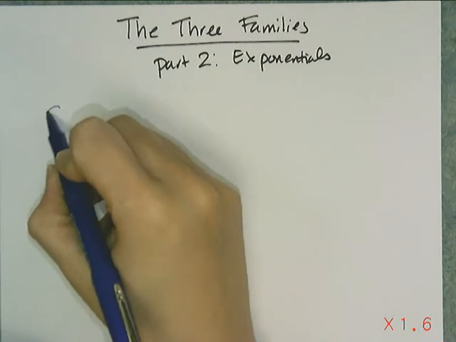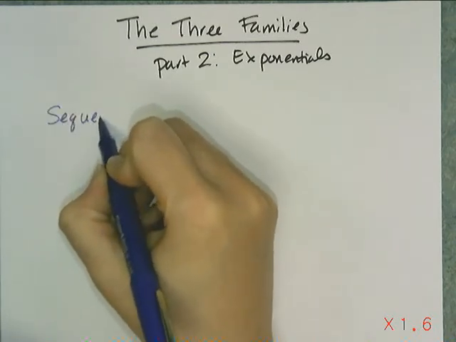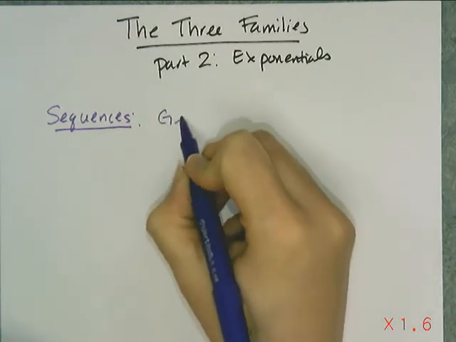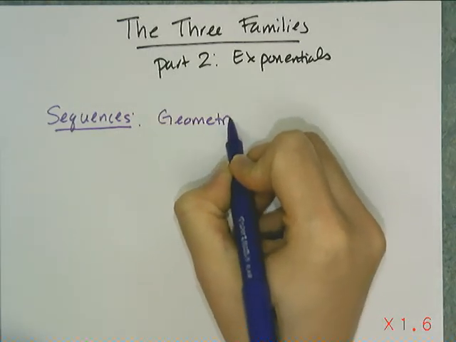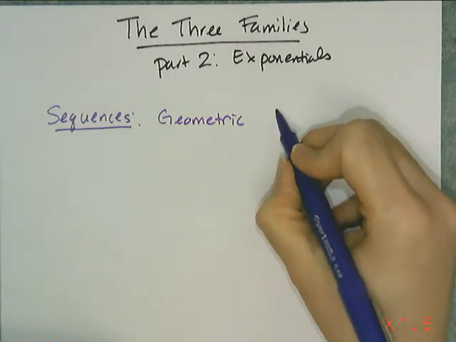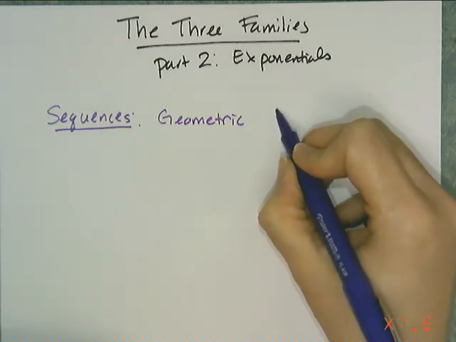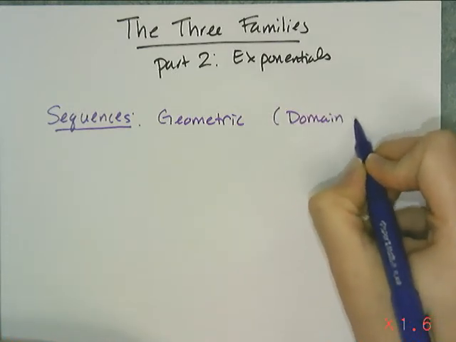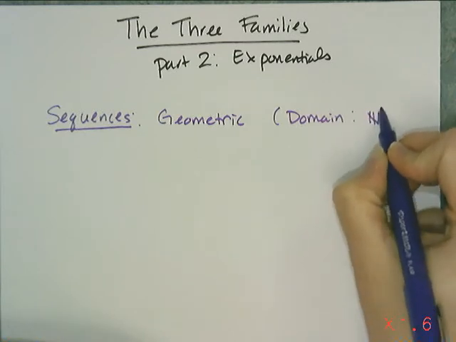So first off, we studied them first. They were actually the very first thing we looked at in sequences because these were the ones that were based on the fractals or the geometric sequences. And just like the arithmetic sequences, geometric sequences are exponential functions, but they have a domain that has been limited to only the natural numbers.